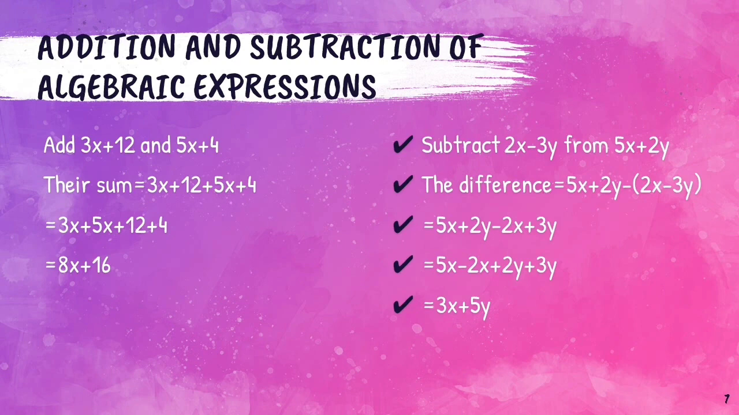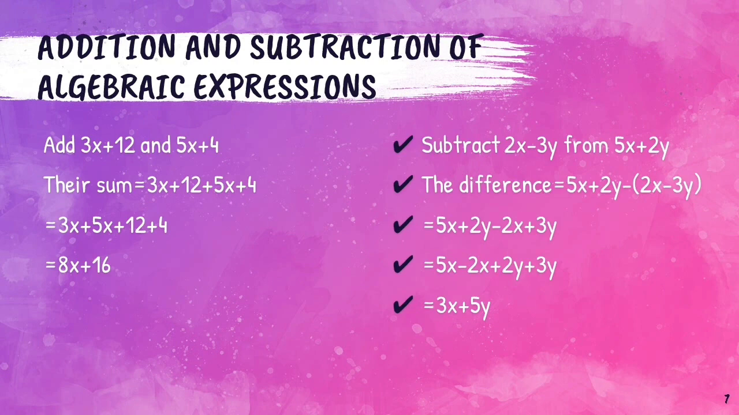Now the difference: subtract 2x minus 3y from 5x plus 2y. Here, for the difference, the expression which is written after "from", you need to write first. So 5x plus 2y minus (2x minus 3y).